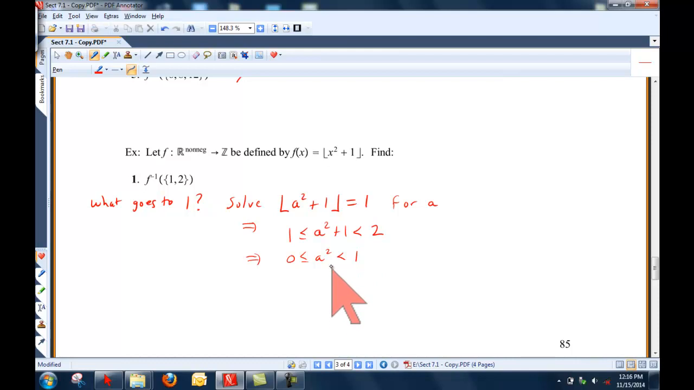And now I'm going to take the square root. Notice there are no problems. 0 and 1 are non-negative, and a is too because it comes from the non-negative reals. So when I take the square root like this, square root of 0 is going to be less than or equal to a less than square root of 1, but this is just 0 less than or equal to a less than 1. Numbers in this range, when I put them in here, square them, add 1, and take the floor, I get 1.